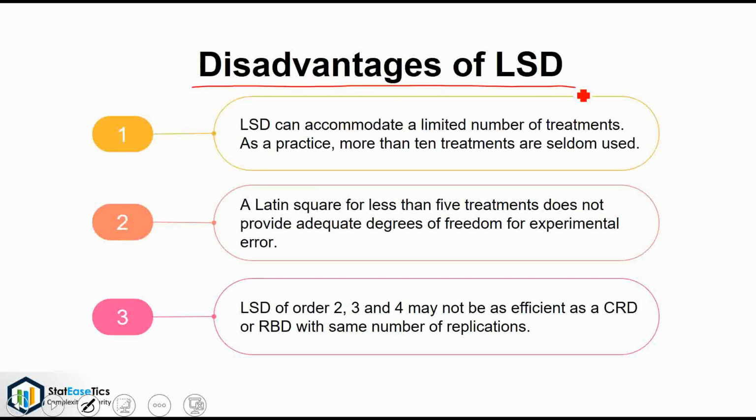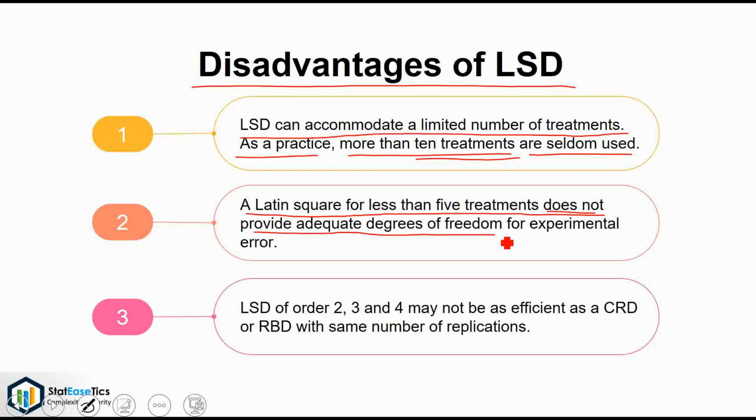Let's see the disadvantages of LSD. LSD can accommodate a limited number of treatments. As a practice, more than 10 treatments are seldom used. A Latin square for less than 5 treatments does not provide adequate degrees of freedom for experimental error. LSD of order 2, 3 and 4 may not be as efficient as a CRD or RBD with same number of replications.